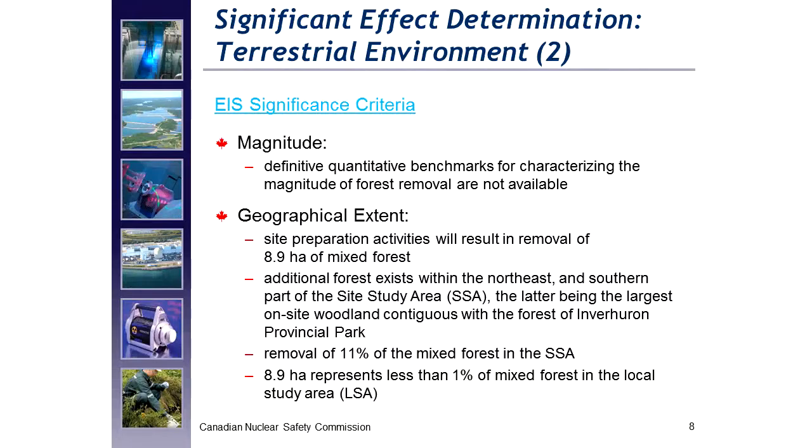Firstly, the magnitude of the effect was evaluated. The importance of a given area of forest is highly site-specific, requiring consideration of a number of forest attributes. For this reason, a generic quantitative benchmark that would characterize the magnitude or amount of forest removal which may be considered significant was not available. In the absence of a quantitative benchmark regarding the magnitude of an effect, CNSC staff employed a weight of evidence approach using information provided by the proponent for each of the remaining EIS significance criteria, which I will now outline.